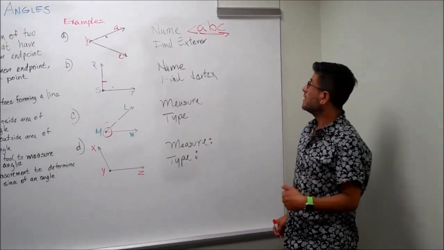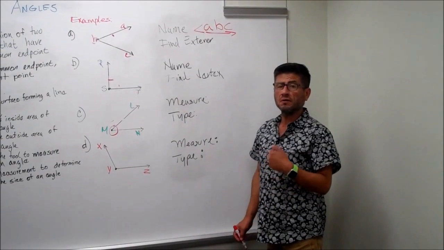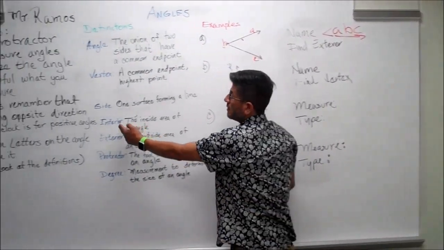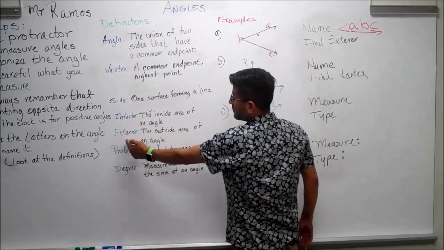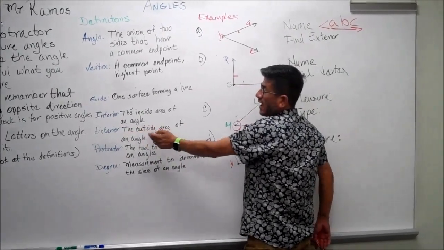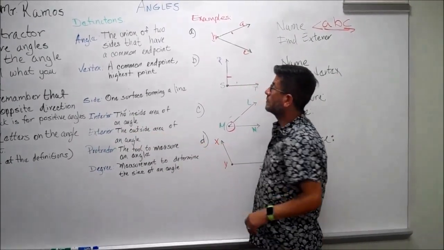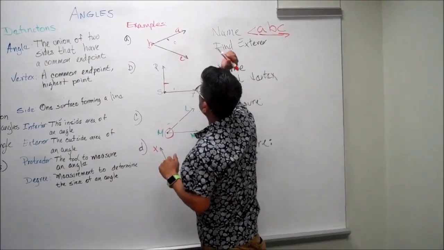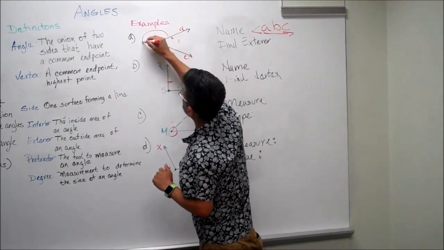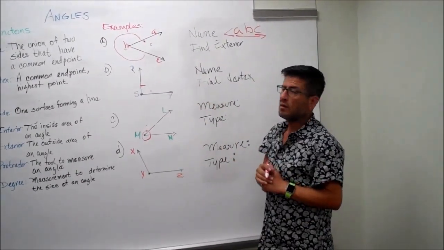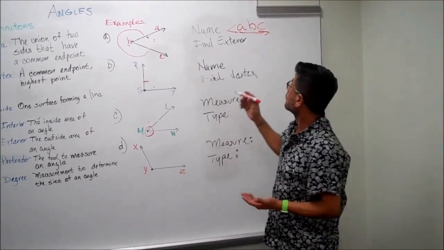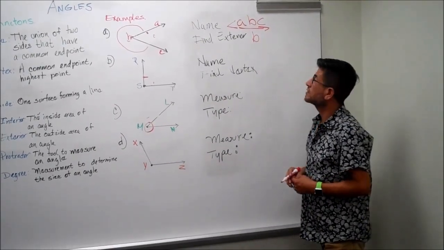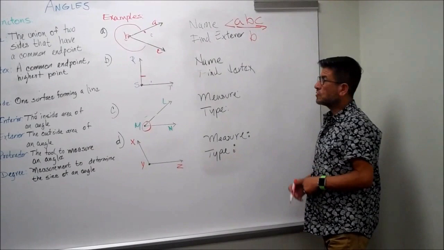Next question will be, find the exterior of the angle. Remember, look at the definitions, and it's asking you for the exterior. Exterior means the outside area of an angle. You got your angle right here, you got the interior right here, and this will be your exterior right here. And what letter is that? That will be on letter B. That's where you can find your exterior. Let's go to the next one.